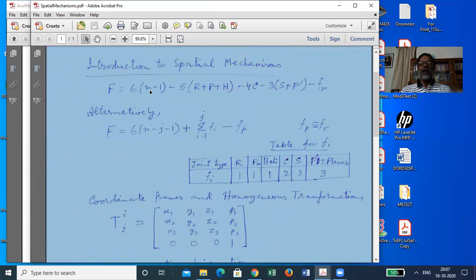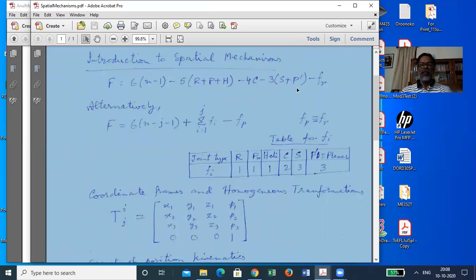So this was 60 minus from here to here, 54. Okay. So from here you club all the revolute and prismatic. From here you get the spherical also. There is no cylindrical or planar pair in this. There is no passive freedoms either. Okay. So this is a 6 degree of freedom mechanism.